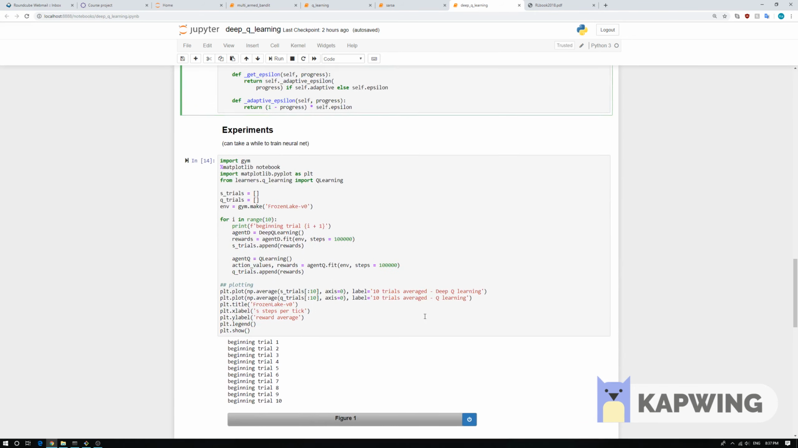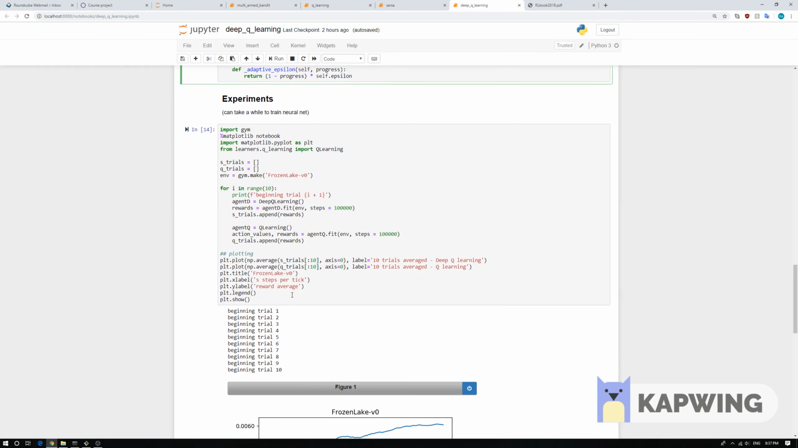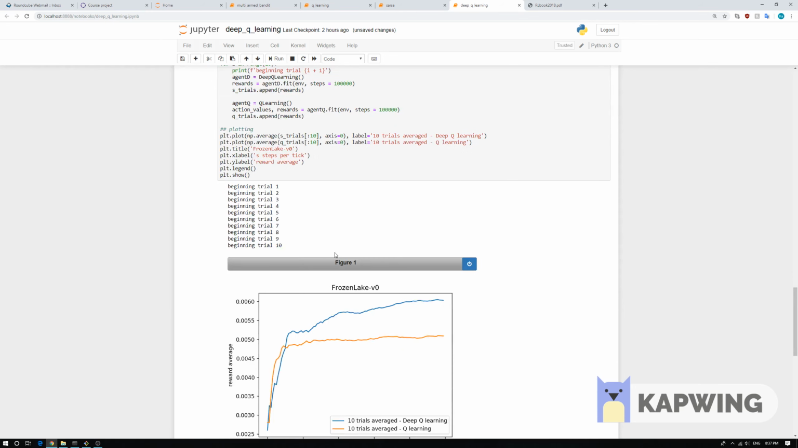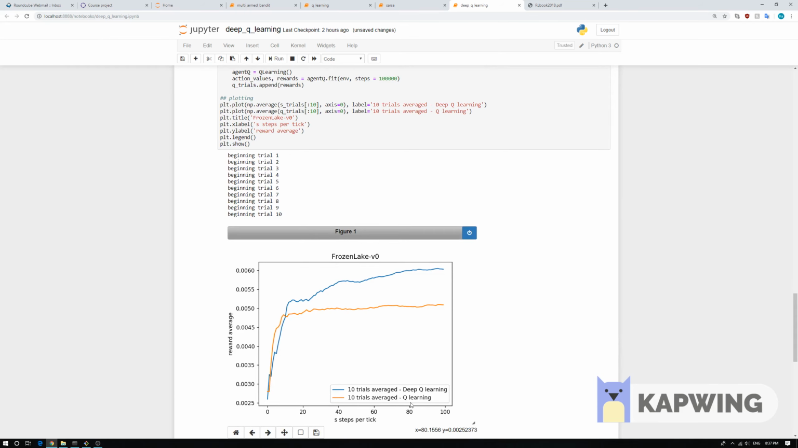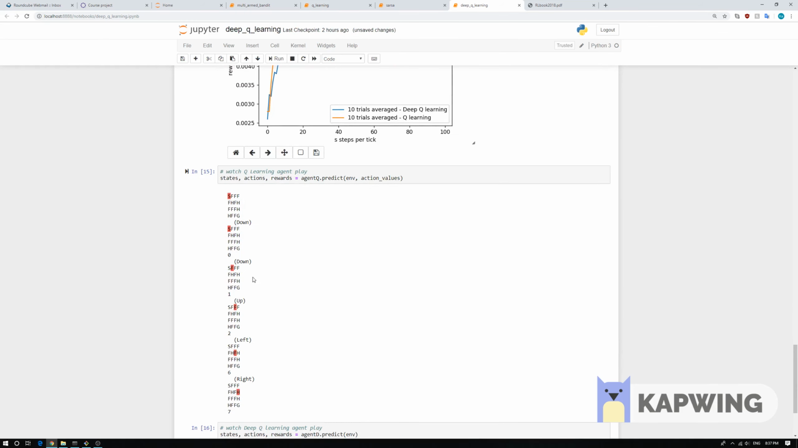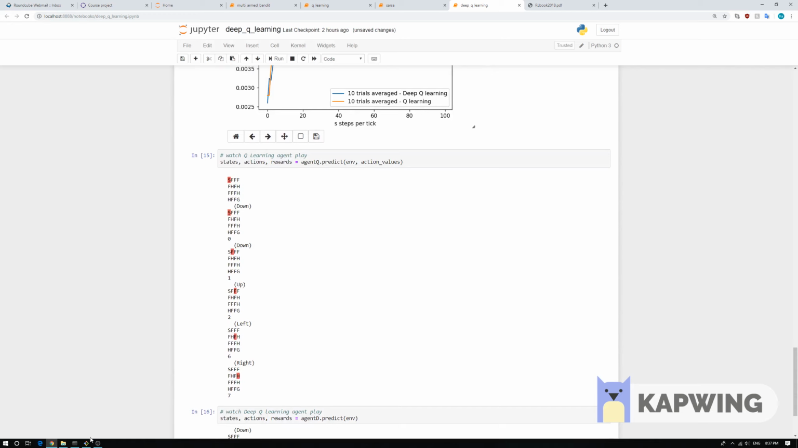So starting off with our experiments, since neural networks take a while to train, we just did a few experiments. Here we compare Q-learning to deep Q-learning, and we see that deep Q-learning is able to learn higher average rewards compared to Q-learning, as it's able to consider many weights in comparison to just a tabular table. And here's a simulation of a playthrough for the agents. And yeah, that's pretty much my project.